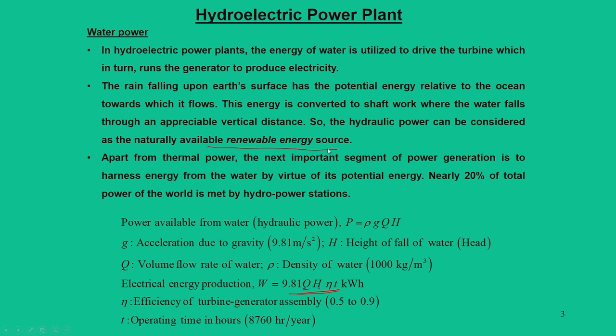So, the theme of this hydropower plant is that the energy of water is utilized to drive the turbine, and in turn it produces electricity. Next to thermal power, water power is the next level power production unit, and we call this a hydroelectric power plant. And to date, 20% of the total power of the world is made by hydropower stations.